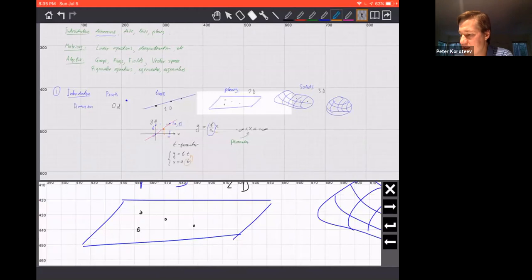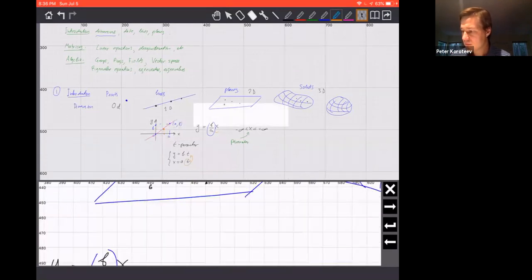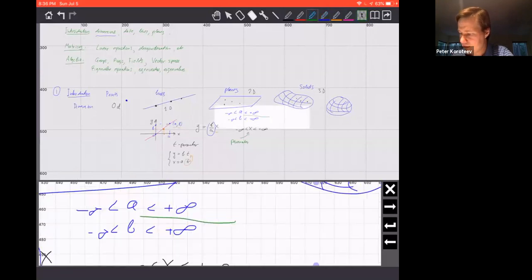Now let's talk about planes. To describe a plane, in a sense, you could think of this Cartesian xy plane as a plane that has two parameters, a and b. Here, a changes between minus infinity and plus infinity, and the same is true with b. So there are two parameters. Both a and b are parameters.